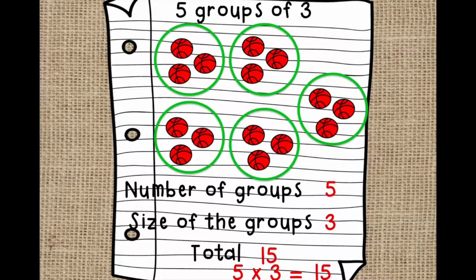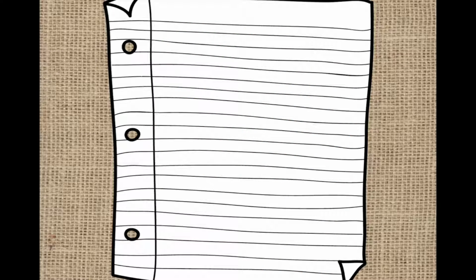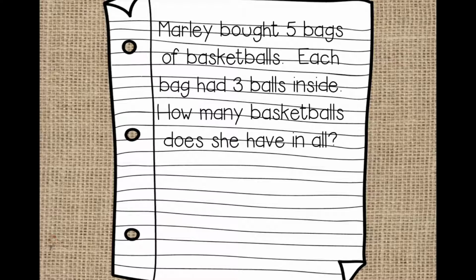Let's review. So the 5 is the number of groups, because we have 5 groups. The 3 was the size of the groups. We have 3 basketballs in each. And our total is 15. We have 15 basketballs in all. Let's keep working. We're going to practice it in a word problem now.